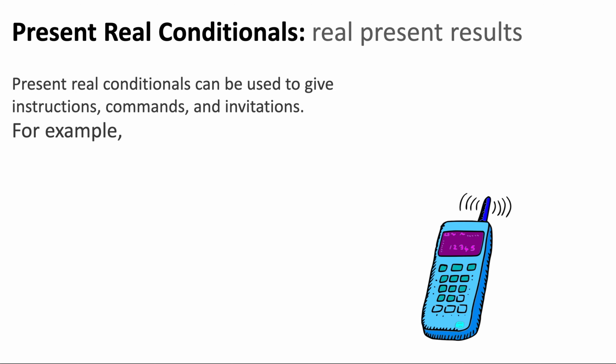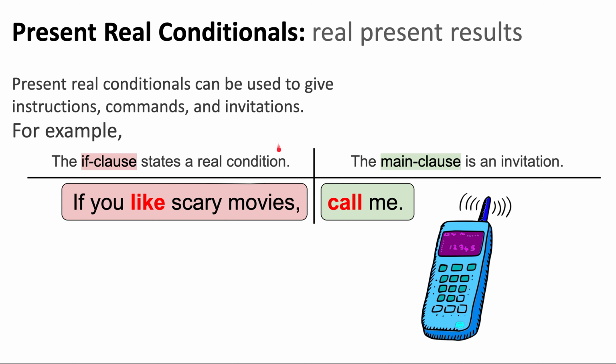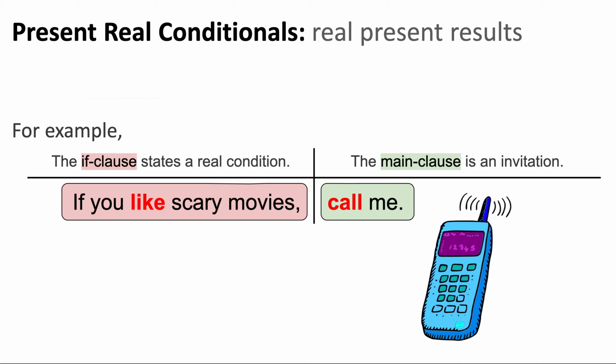Now let's look at present real conditionals for instructions, commands, and invitations. Present real conditionals can be used to give instructions, commands, and invitations. For example, if you like scary movies, call me. Here, the if clause states a real condition, if you like scary movies. The main clause is an invitation, call me.